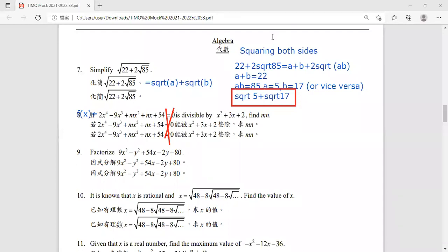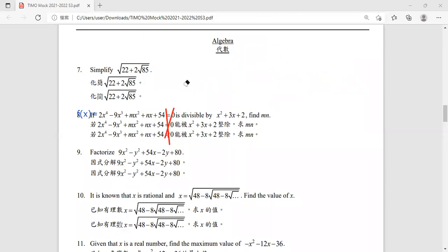Then I go to question 8. Now f of x equals 2x to the 4 minus 9x cubed plus nx squared plus nx plus 45, which is divisible by x squared plus 3x plus 2. Find n. If you're smart enough, you will know that this can be factorized into this. Now, what can I do here?